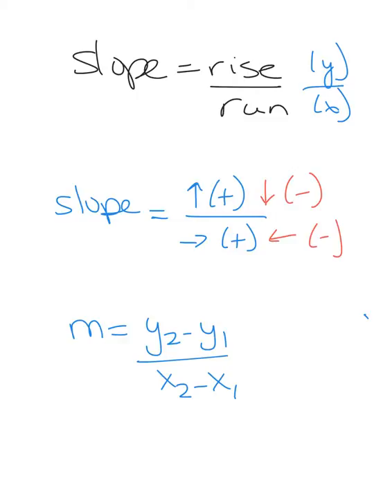The slope is your rise over run. So for instance, your numerator is your rise, whether you're going up or down. So that's your change in y. And your denominator is your change in x. That's your run, whether you're going right or left.